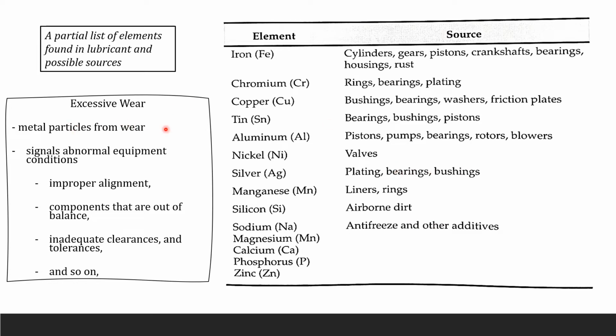So, excessive wear. Here we have metal particles from wear, and these particles signal abnormal equipment conditions. So what are the abnormal equipment conditions? You have improper alignment, components that are out of balance, inadequate clearances, out of tolerances, and so on. So again, with excessive wear, we're looking at the metal particles.